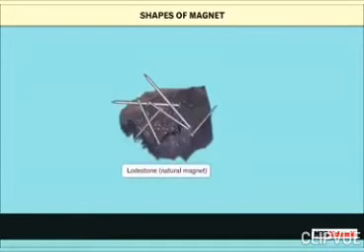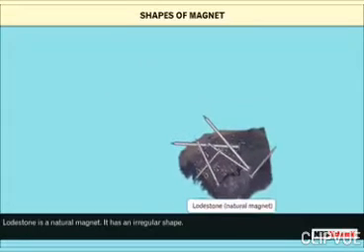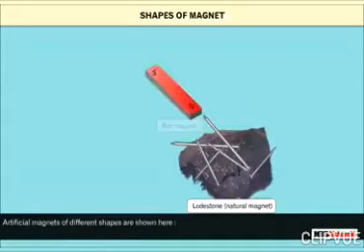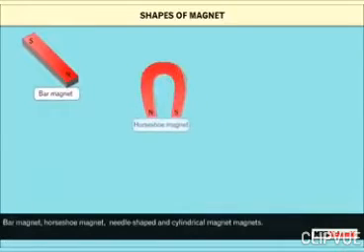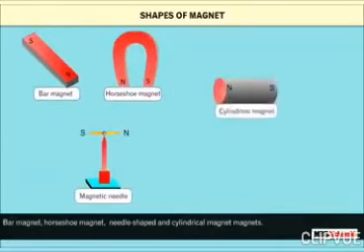Shapes of magnets. Lodestone is a natural magnet. It has an irregular shape. On the other hand, artificial magnets can be given any shape. Different shapes of an artificial magnet are bar magnet, horseshoe magnet, needle magnet, cylindrical magnet.